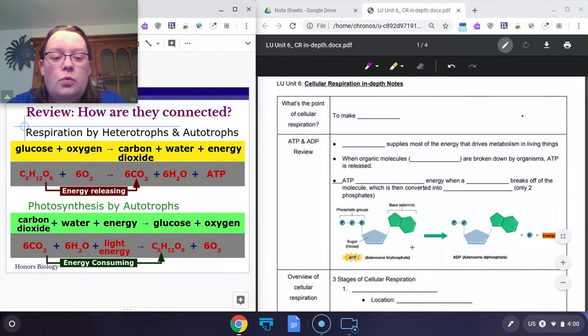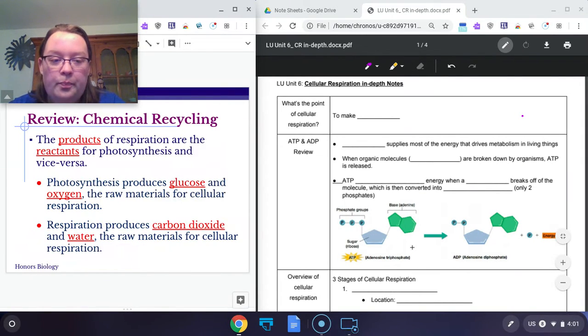In our last video, we talked about the chemical equations. So cellular respiration uses glucose and oxygen to make carbon dioxide, water, and energy. And photosynthesis uses carbon dioxide, water, and energy to make glucose and oxygen. These are the exact opposite equation. What goes into one comes out of the other. So the products of respiration are used to do photosynthesis, and the products of photosynthesis are used to do respiration. It's like a little cycle.